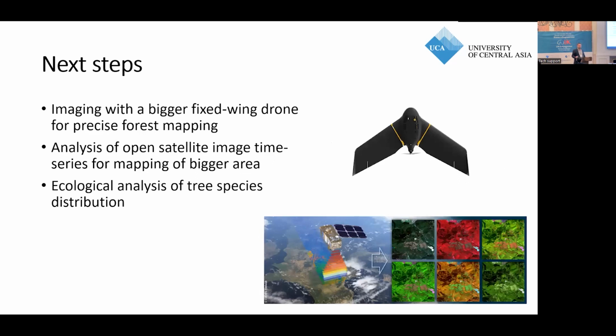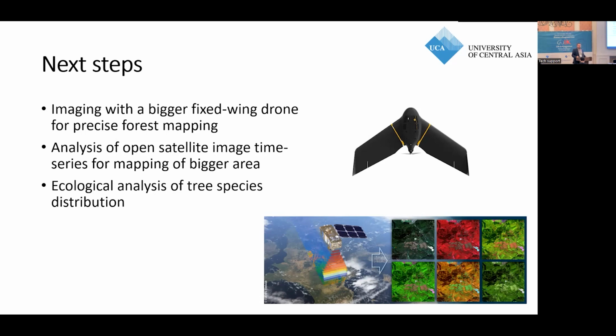Our next steps would be to buy a better drone that would cover not only an area of 100 by 100 meters, but maybe the whole gorge. Then we can apply our neural network to this bigger image and get a really precise map of the entire forest, because this plane-like drone, unlike a copter, is very effective and can cover big areas with one battery. So by getting these big images and applying our trained network to them, we can get really precise forest maps.